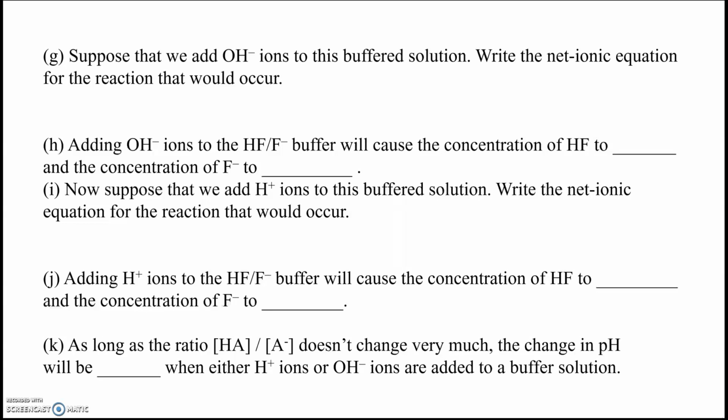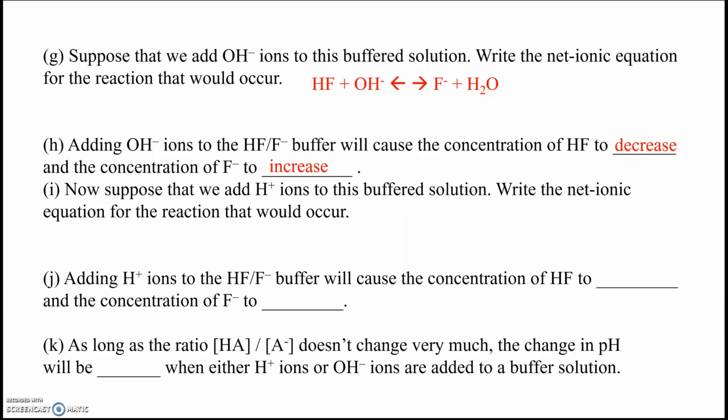Now, suppose we add OH minus to this buffered solution. We want to write the net ionic equation that would occur. Well, I've got HF plus OH minus, and that's going to react to form F minus plus H2O. Now we add OH minus ions to the HF and F minus buffer. It's going to cause the concentration of HF to go down and the concentration of F minus to go up.